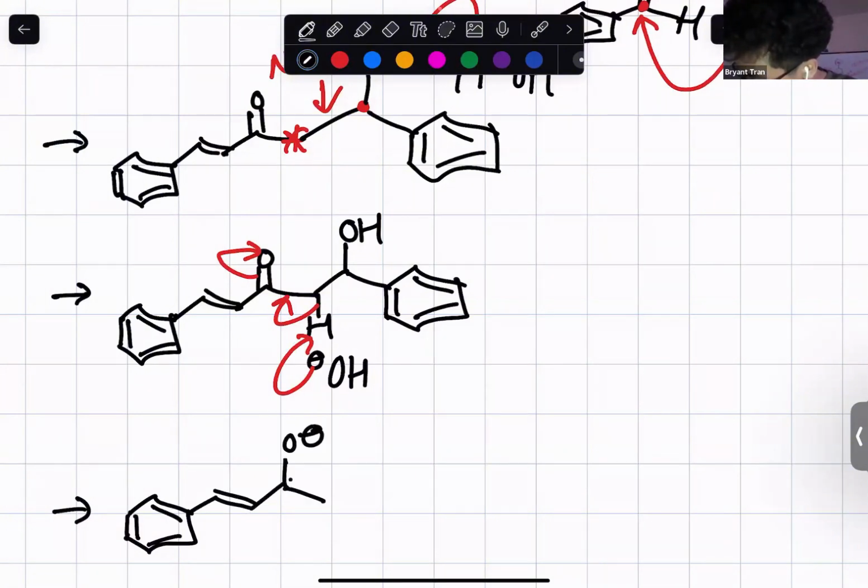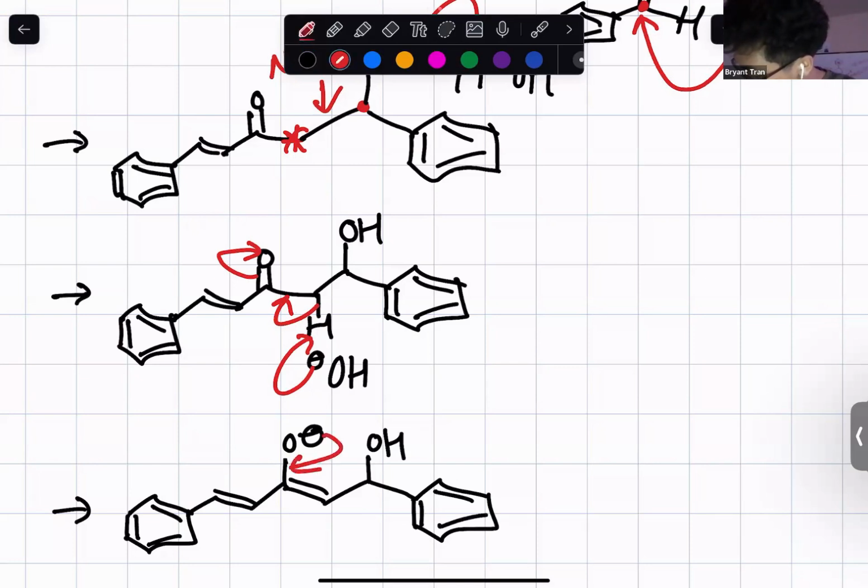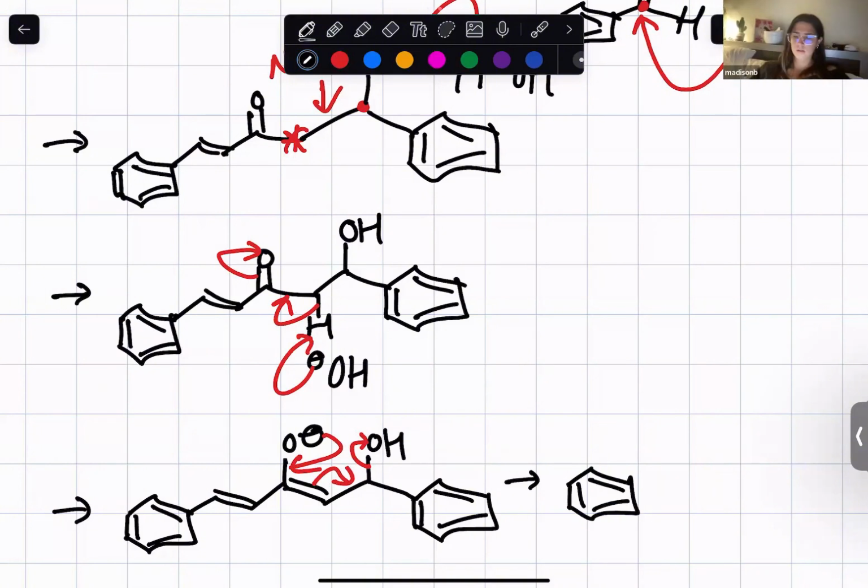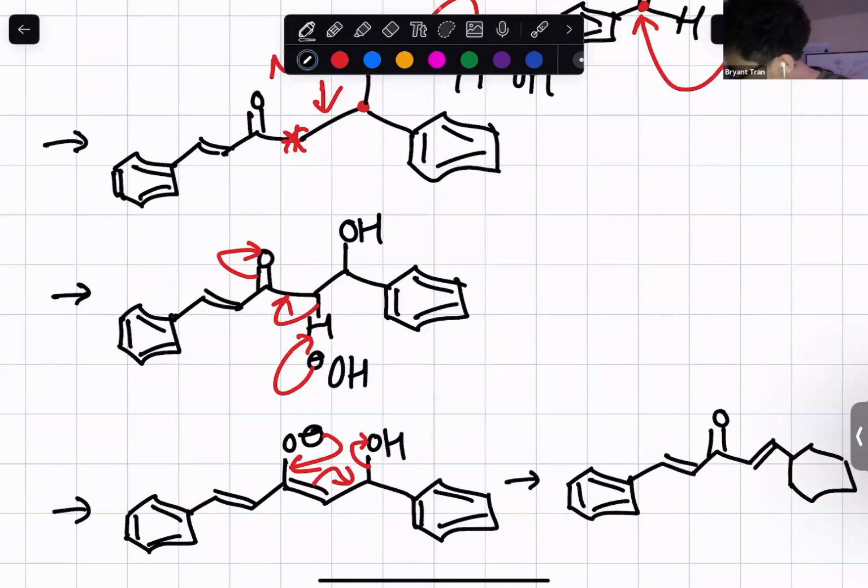Right. So once we form this enolate ion here, then we are going to make a double bond here between the carbon and the oxygen, shift the double bond over there, kick out the OH to give us our final answer. But we could have reached that final answer earlier, but we went the long way to show the enolate ion. Go there, and then that's going to go there.